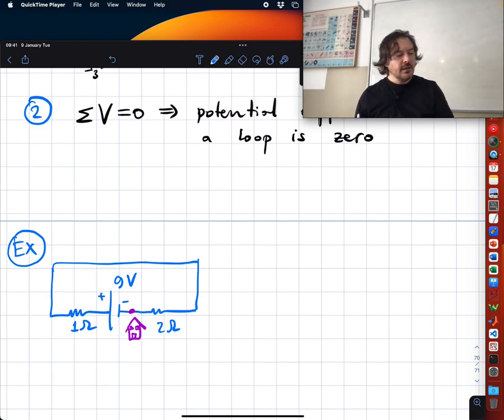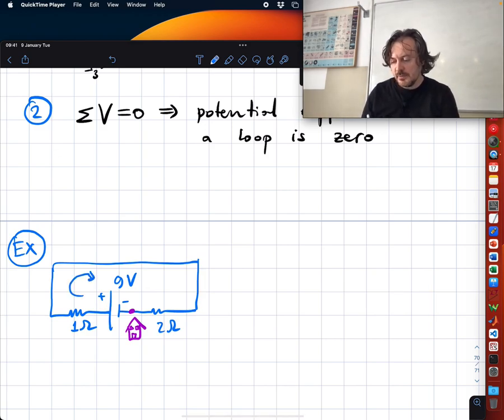Okay? And then I start walking in a certain direction. I usually walk towards plus of the battery. So what do I encounter first? I encounter an increase in voltage, plus 9 volts. Yes? Okay. Then, as you can see, we encounter a current here that is moving away from us.